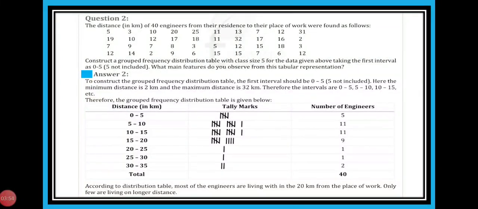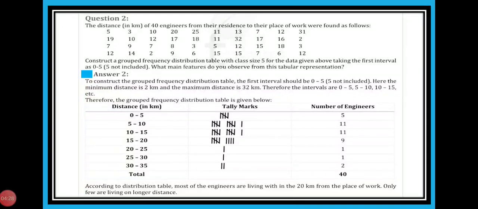Now, here we have to prepare the frequency distribution table, but for grouped data. In ungrouped data we write individual values, but in grouped data we have to select class intervals according to the class size given. Here the question says to select the class from 0 to 5, where the upper limit should not be counted. So for answer number 2, to construct the grouped frequency distribution table, the first interval should be 0 to 5, where 5 is not to be included.